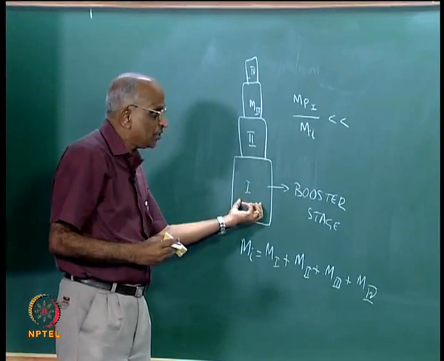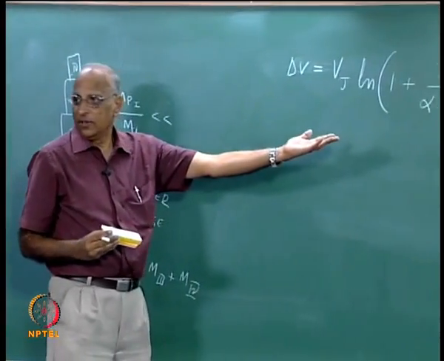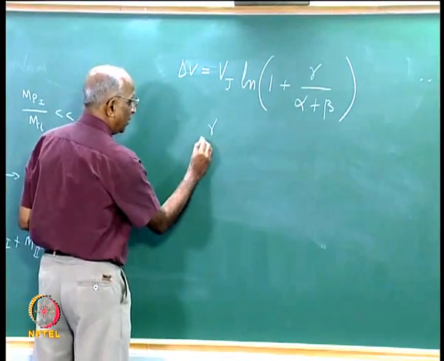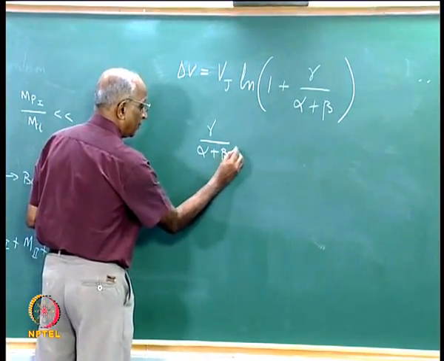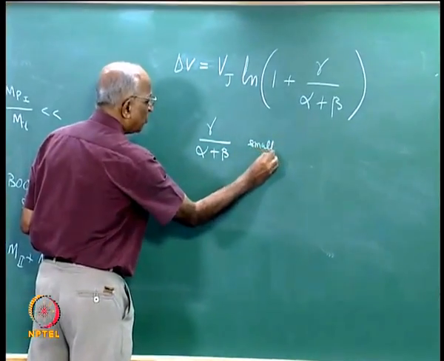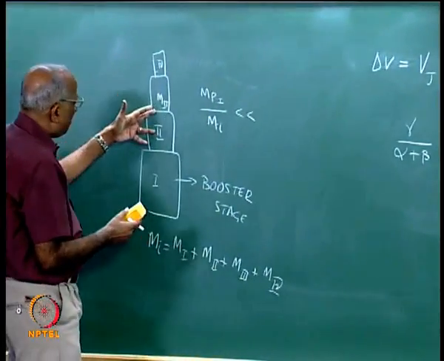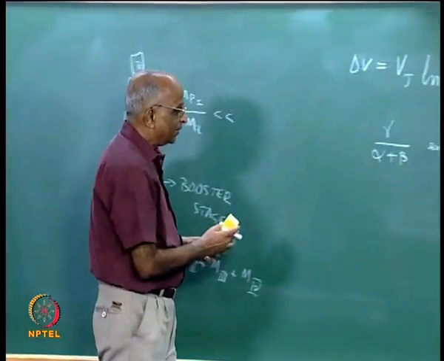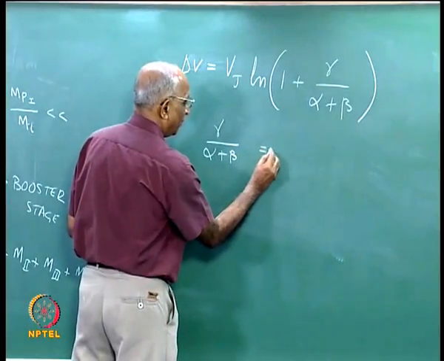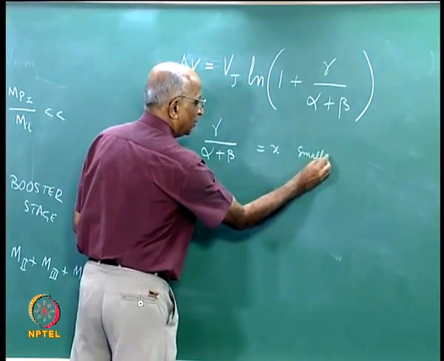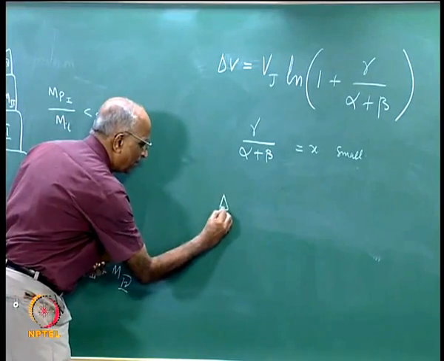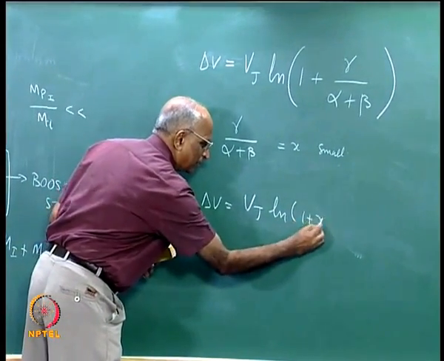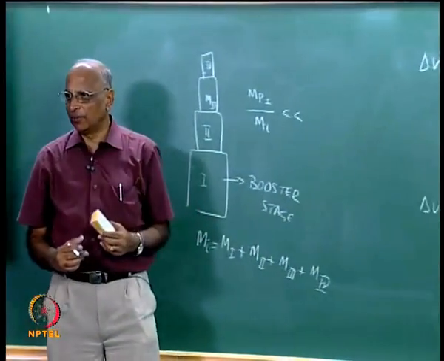Now I come back to the booster stage, or to the case of a Deepavali rocket. For that I say the propellant mass fraction divided by alpha plus beta should be small, because it carries so much of the mass above it, the mass of propellant is going to be small over here. Therefore, let us say this is equal to x, which is small. Therefore, now I get the equation delta V is equal to Vj ln of 1 plus x, where x is a small number.